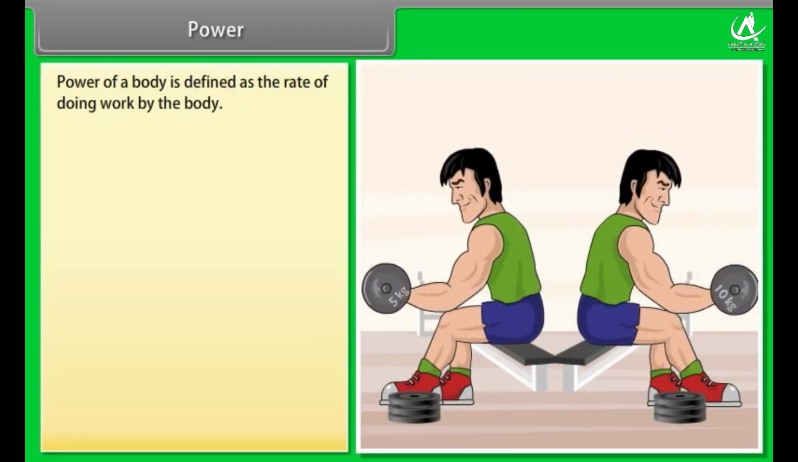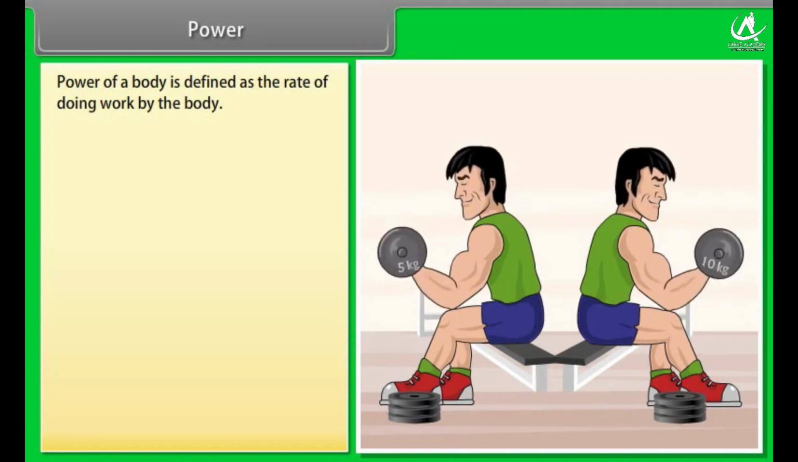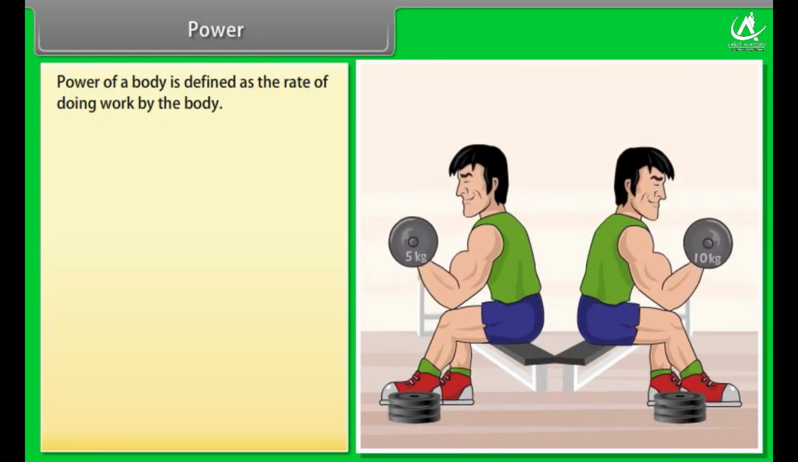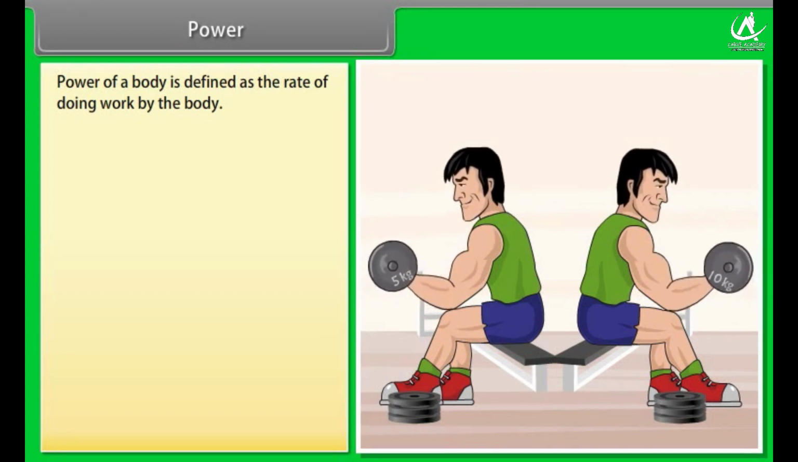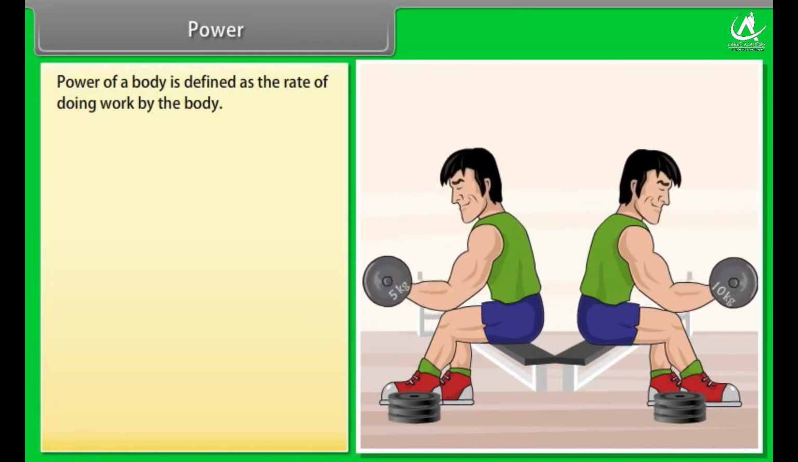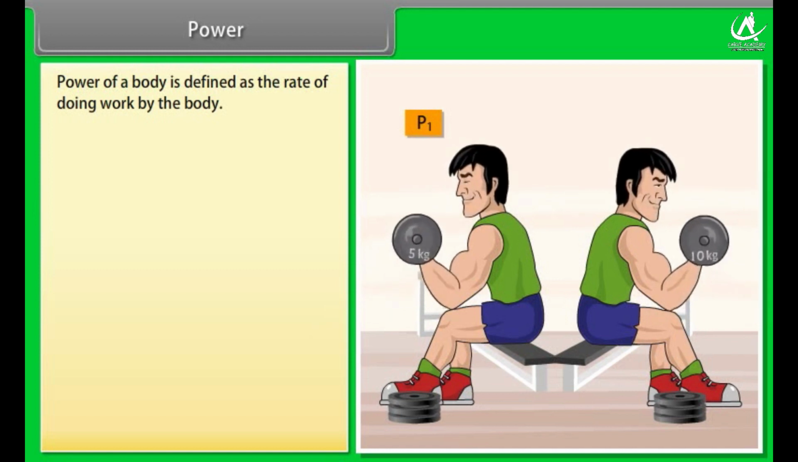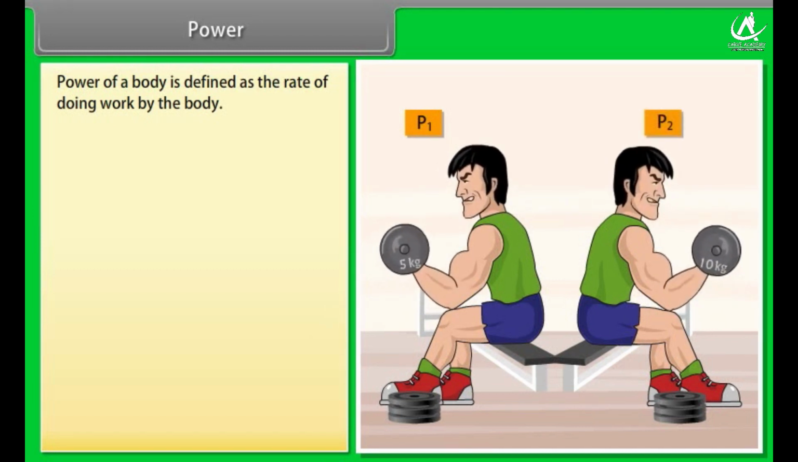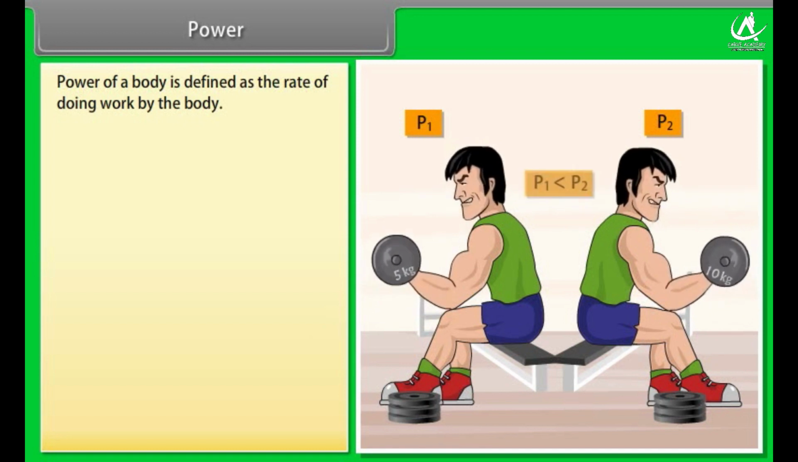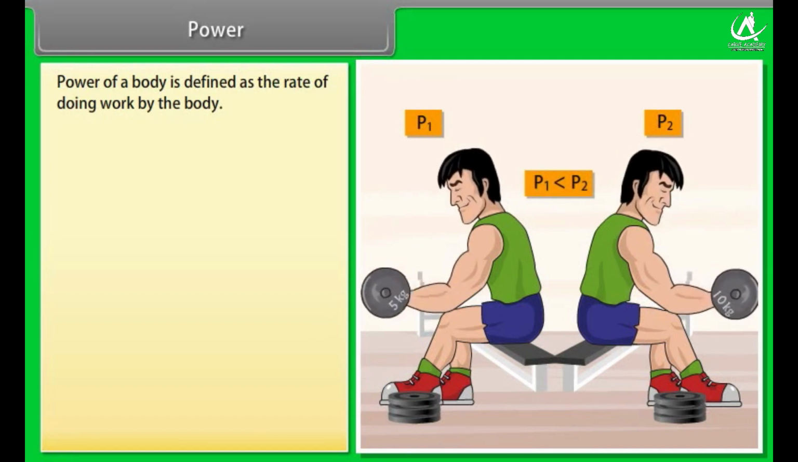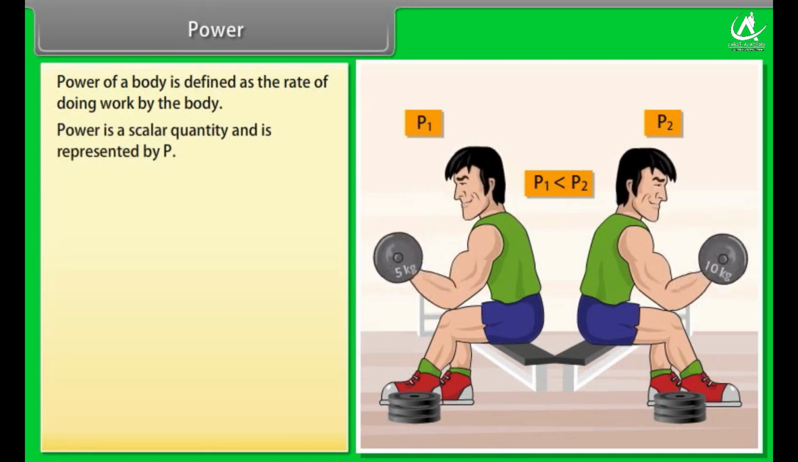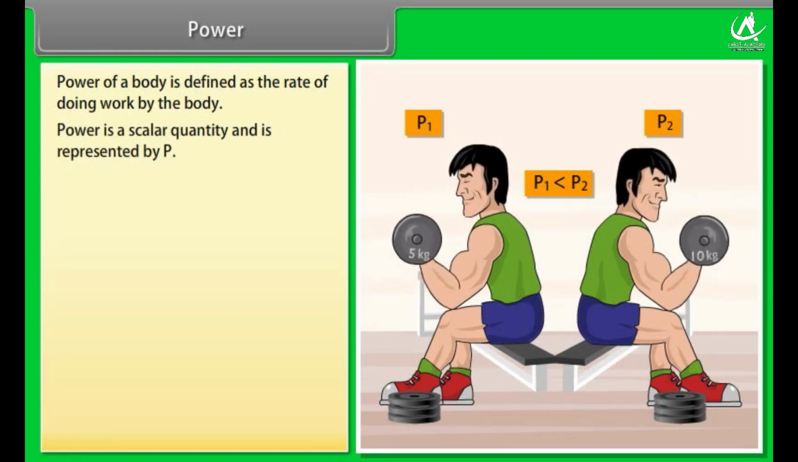Power. Power of a body is defined as the rate of doing work by the body. Let us take an example: a boy doing exercise by using a dumbbell. When he used the dumbbell of 5 kg, he applied power P1. And when he used the dumbbell of 10 kg, he applied power P2. Hence, the power rating is high when he used the dumbbell of 10 kg as compared to the dumbbell of 5 kg. Power is a scalar quantity and is represented by P.